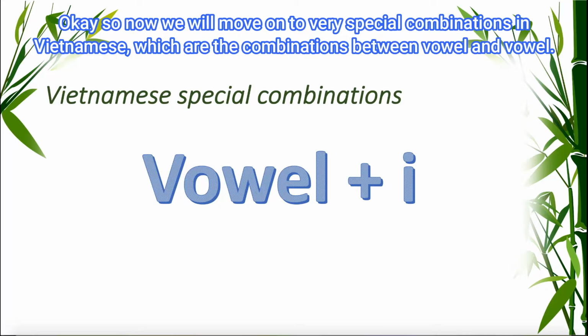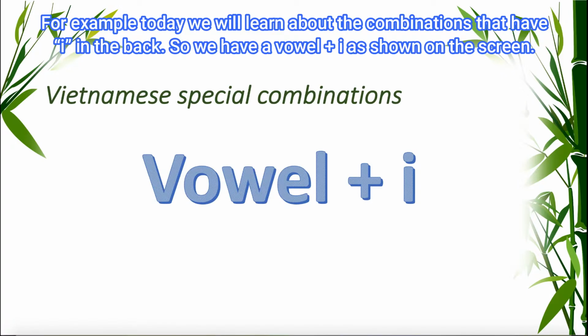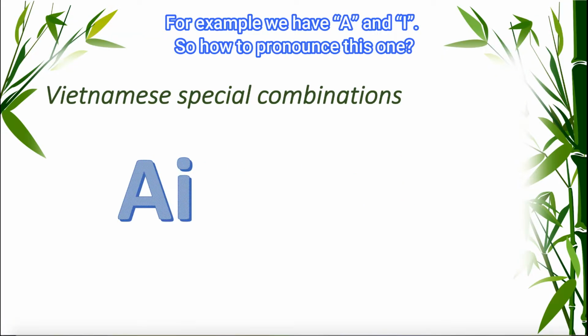Okay, so now we will move on to very special combinations in Vietnamese, which are the combinations between vowel and vowel. For example, today we will learn about the combination that have E in the back. So we have a vowel plus E as shown on the screen. For example, we have A and E. So how to pronounce this one?